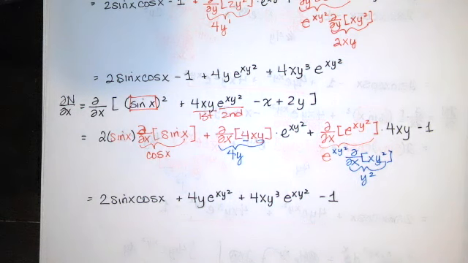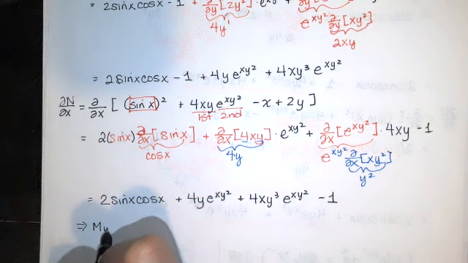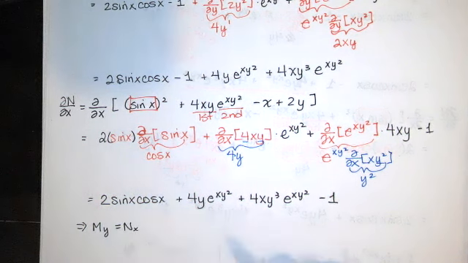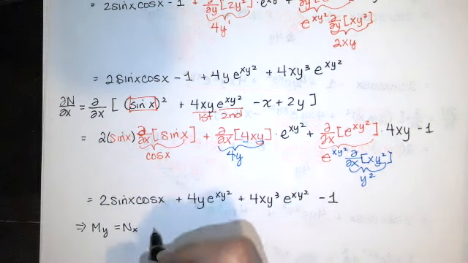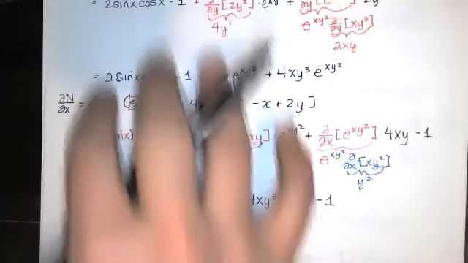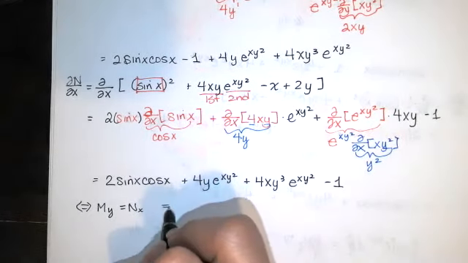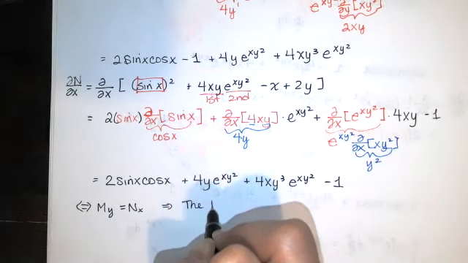So yes, since the partial of m with respect to y equals the partial of n with respect to x, since that's what we've just shown, since those are true, then this is equivalent. That's equivalent to saying that these are true. That means that the differential equation is exact.